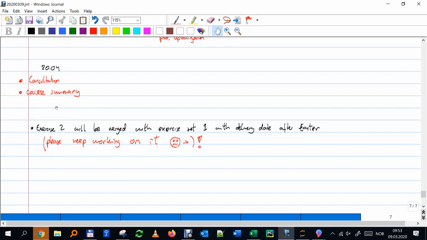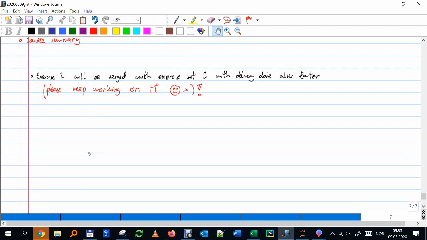And I was saying that exercise 2 will probably be merged with exercise set 1 and delivery date after Easter, but that doesn't mean you have to keep working on it. Okay. And probably for this exercise set, we will have exercise set 2. There will be one exercise using LedaFlow. Okay? Clear? Do you agree with the program?